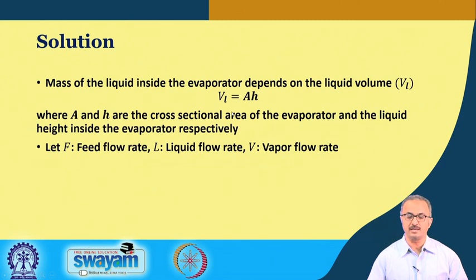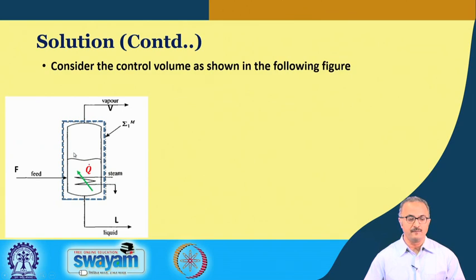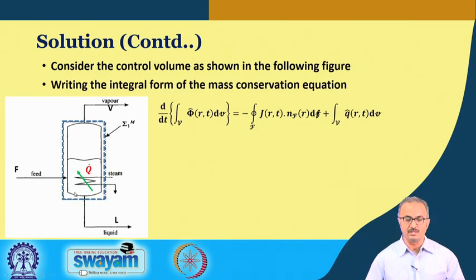Now, first we understand that the height of the liquid decides the mass of the liquid inside the system, and the mass is the product of the volume of the liquid and the density. So, here we write the volume, and here we are putting all the flow rates. The liquid flow rate is L, the vapor flow rate is V, and the feed flow rate is F. Now, we take the control volume around the whole evaporator, and for this we first see the mass conservation.